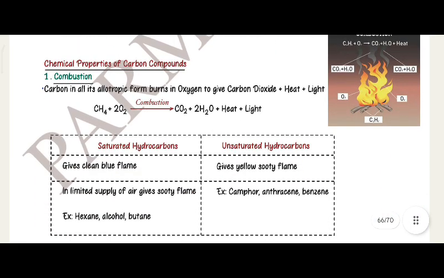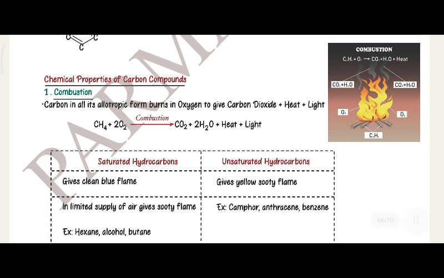Chemical properties of carbon compounds. Combustion: carbon in all its allotropic forms burns in oxygen to give carbon dioxide plus heat plus light. CH4 plus 2O2 on combustion gives CO2 plus 2H2O plus heat plus light.